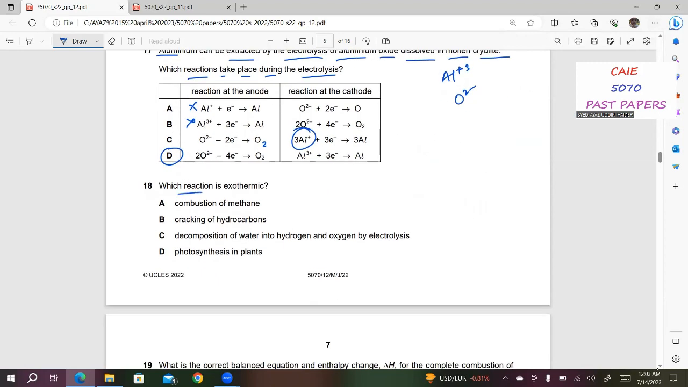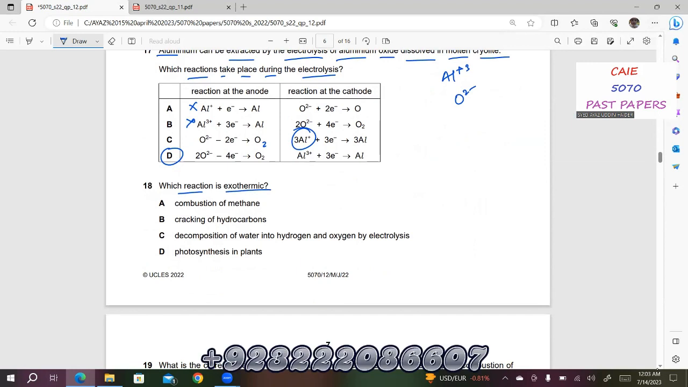Number 18, which reaction is exothermic? A, combustion of methane. Methane is a hydrocarbon. Whenever you burn or combust hydrocarbons, heat energy is produced, and these reactions involve the release of heat energy to the surroundings. So choice A is correct.